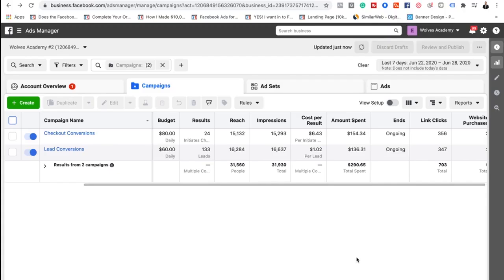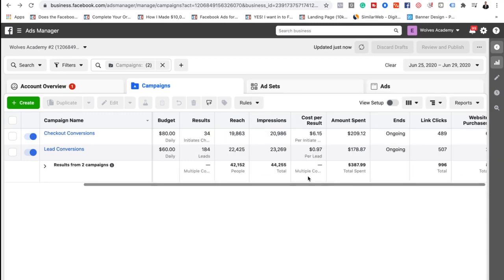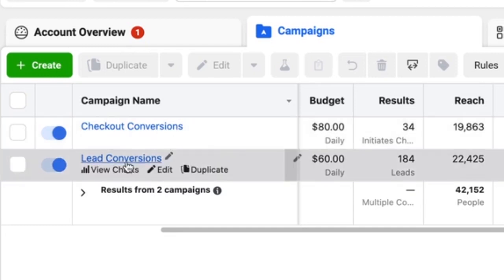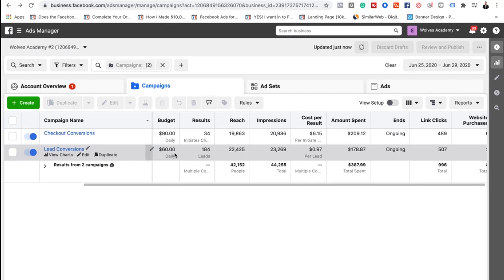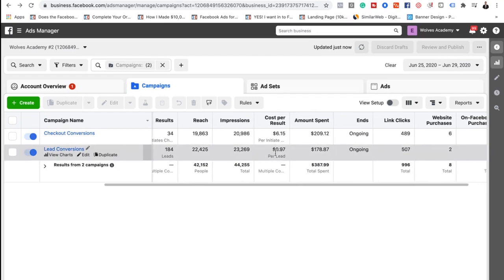All right, so we've been running this campaign since June 25th, and today is the 29th as I'm recording this section of the video. With checkout conversions, we've scaled up to $80. We really haven't scaled up lead conversions yet, and we're slow scaling, at $60 so far. But the reason why is not because the cost per leads are out of KPIs, but because the cost per purchase is out of KPI.